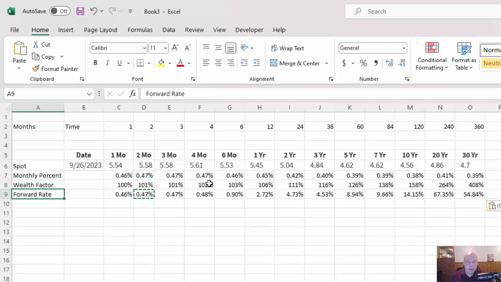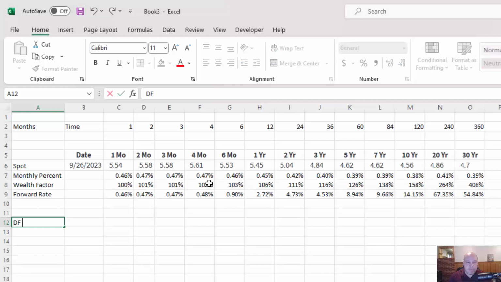How do we check that we have the right forward rates? Well, what we do is we calculate the discount factor that we would use on both a spot basis and a forward basis and see if they're the same. And I'll just show how that's done as a way of explanation.